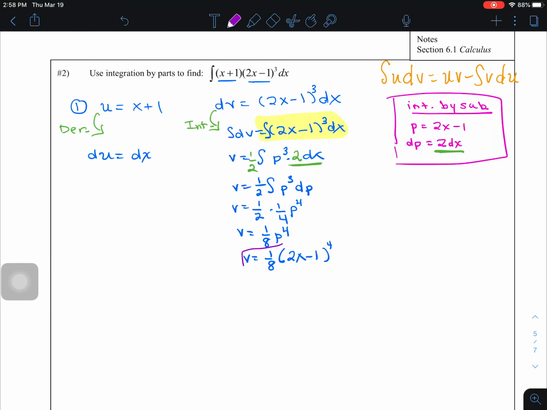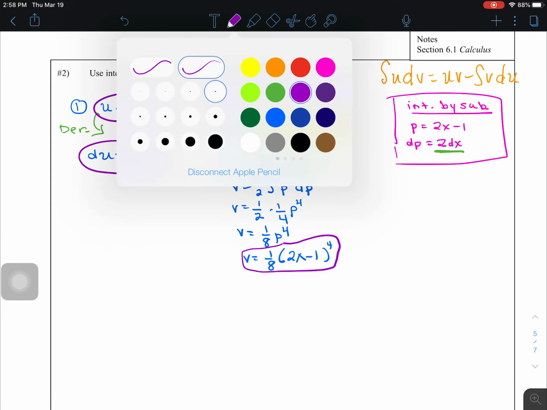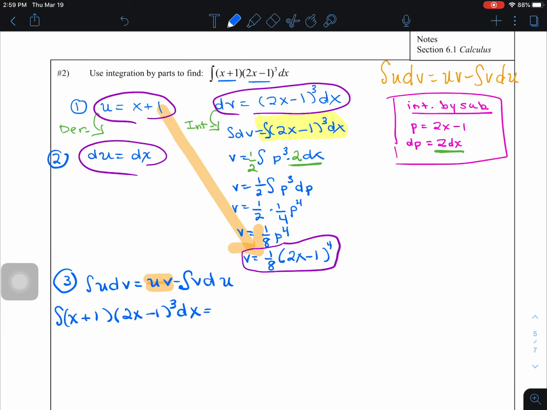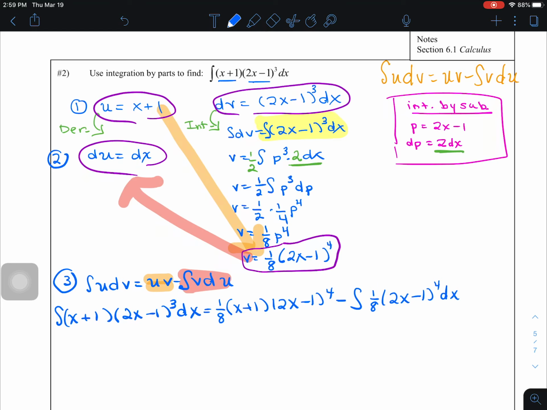I keep forgetting to circle these pieces as I find them, but there's the v, this is the dv, here's the u, there's the du. Doing that was really step 2. Step 3 is where we actually make these substitutions into the integration by parts formula. The left side is just the original problem, those two pieces multiplied together. Then this piece right here is these two pieces multiplied together, and I'm going to put the 1/8 all the way in front. Then, minus, this part is these two pieces multiplied together. So that would be this part right here, and I put the dx after it because dx is what du equals. There's a du right here, so I put that right over here.